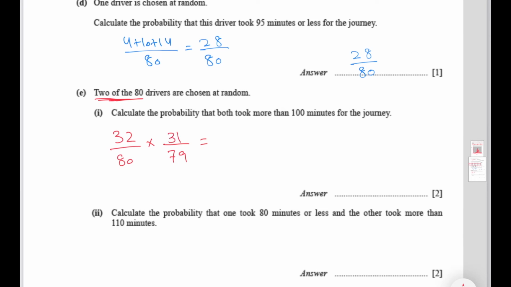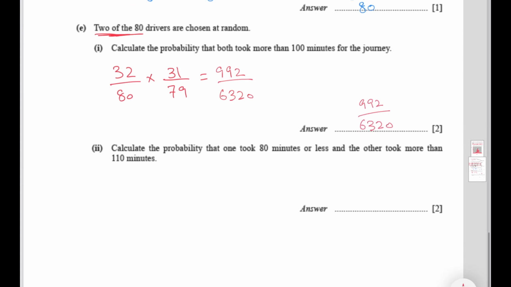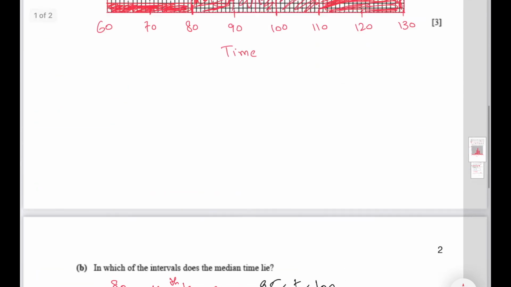So when you multiply 32 by 31, this gives us 992, and when you multiply 80 by 79, this gives us 6320. You can simplify it if you want, or you can write the value over here. 992 divided by 6320, that's the probability. The last part says calculate the probability that one took 80 minutes or less and the other took more than 110 minutes. Okay, now this is a tricky one.